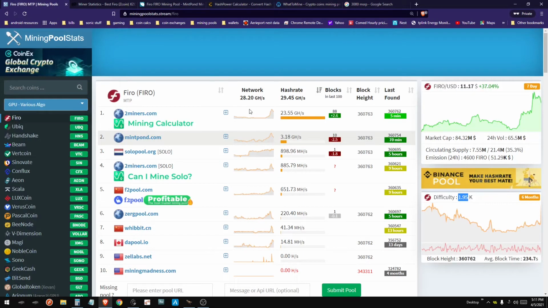And this happened on multiple pools. MintPond went from 2.5 up to 5. So that doubled. So the whole network doubled within a matter of hours. That is a lot of miners.